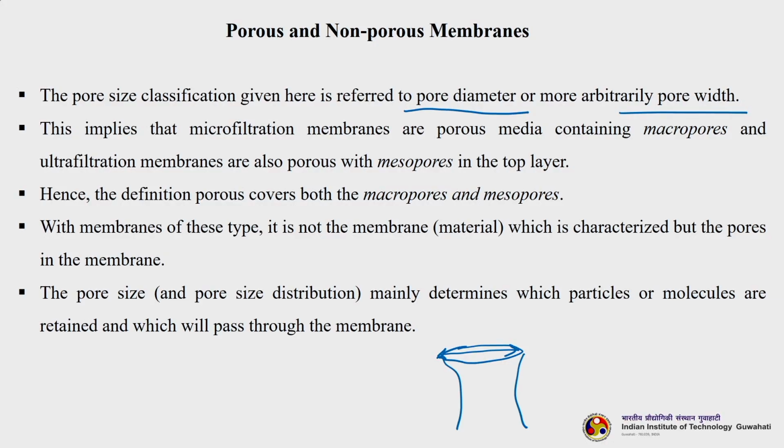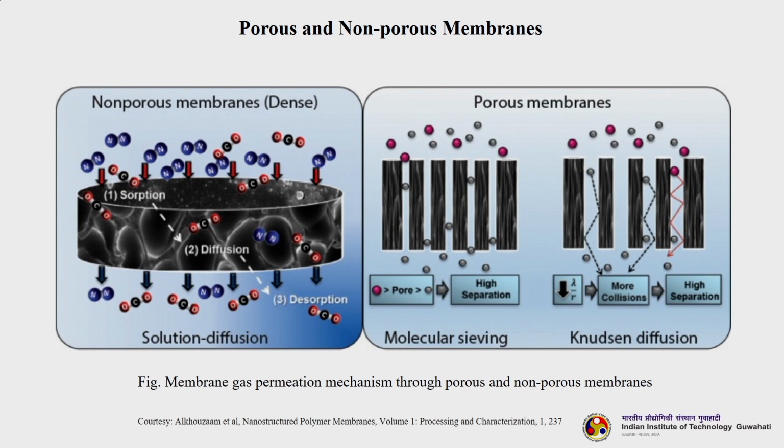The pore size and the pore size distribution mainly determine which particles or molecules are retained and which will pass through the membrane. So, let us now again discuss a little about the porous and non-porous membrane and how they actually work, their mechanism. You see the first one, a non-porous membrane, which is also called a dense membrane. They do not have any distinct pores. The working mechanism is solution diffusion.